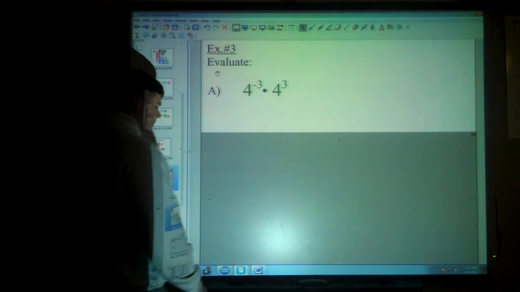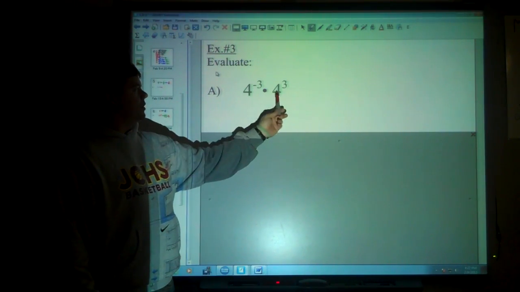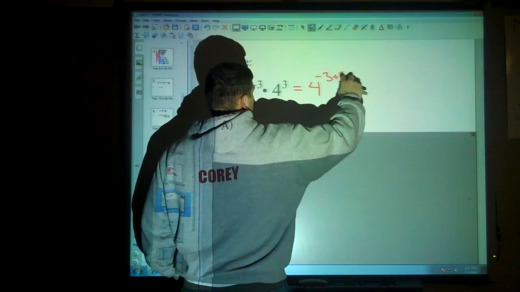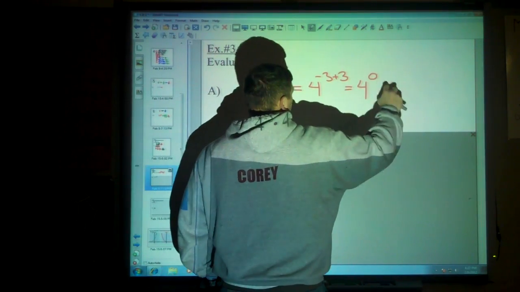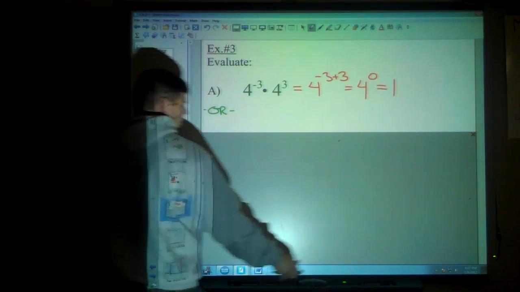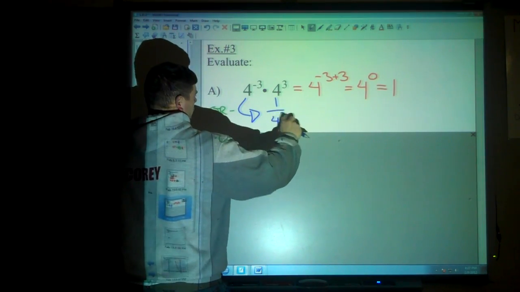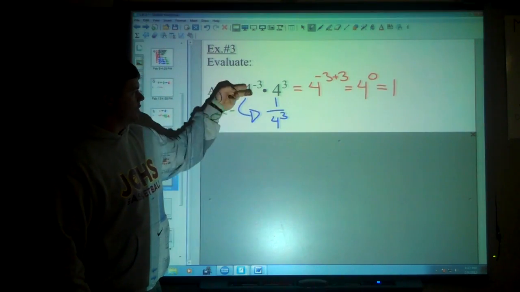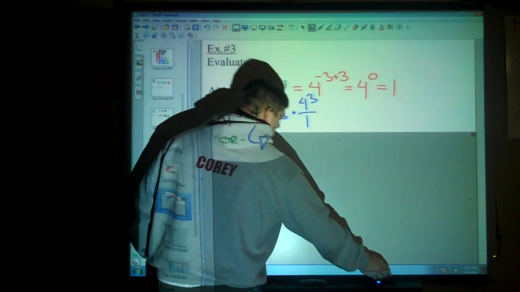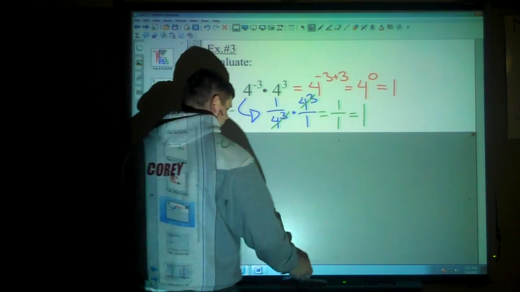Okay, evaluate. Now there's 2 ways you can do this. You've got product of powers, they have the same base. So you could look at that and say, well, that's 4 to the negative 3 plus 3, which means it's 4 to the 0th power, which makes 1. Or you could take this and say that's 1 over 4 to the 3rd power, because now it becomes a positive, it's the reciprocal, multiplied by 4 to the 3rd over 1, which means they're going to cancel and they're going to cancel. You're left with 1 over 1, which is 1.